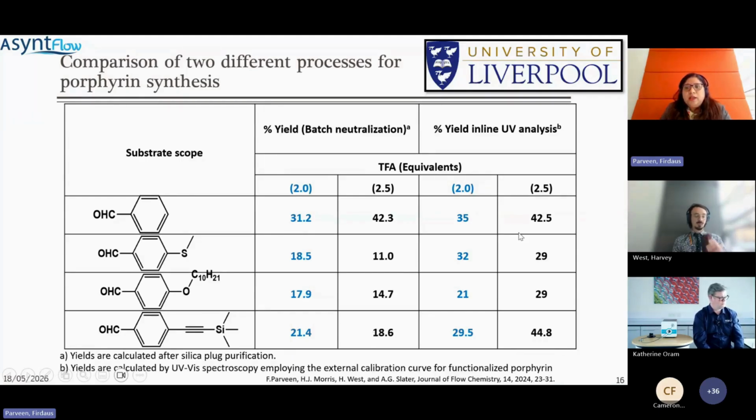This suggested that we are definitely forming large quantities of porphyrin in the reaction, but when we neutralize them in the batch and purify them on a silica plug, the yields are reduced because these substrates are not stable, they are decomposing over time.